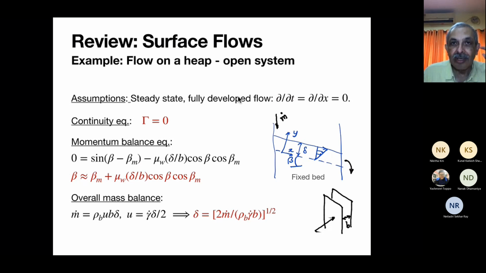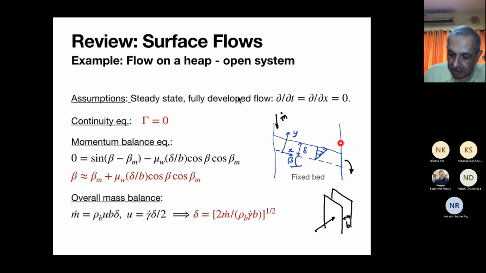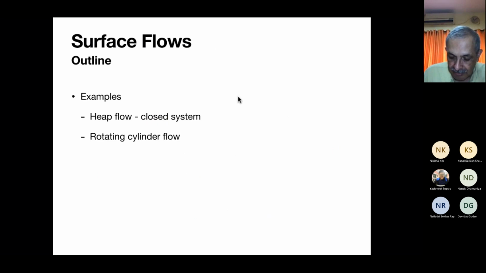Okay, so this is what we had done last time. And today what I want to do is continue on the examples, and we'll look at the same heap flow problem, but now for a closed system. That is, I'll have a wall over here, so the particles can't go out. You're feeding it in, but they can't go out. So then what will happen is that this surface will just go on. So we are in some sense filling a rectangular bin. And so what will be the flow on the surface for that bin? That we can study.